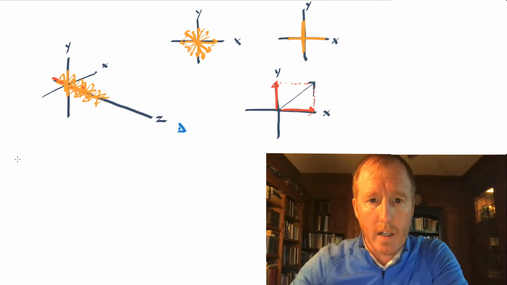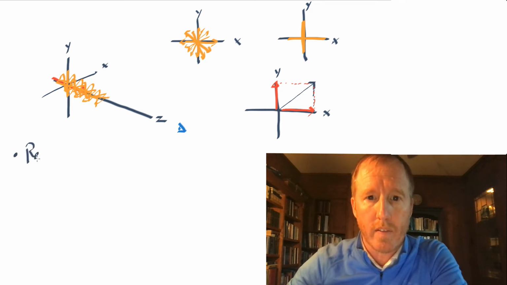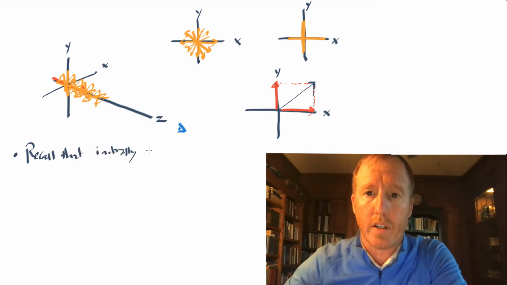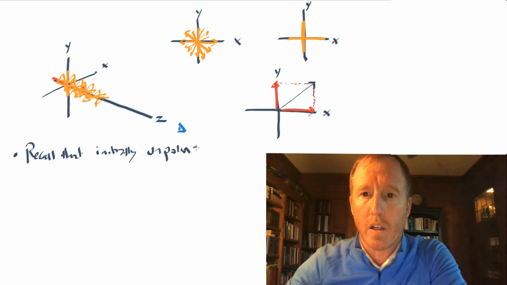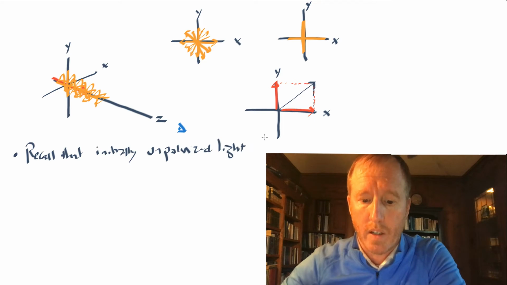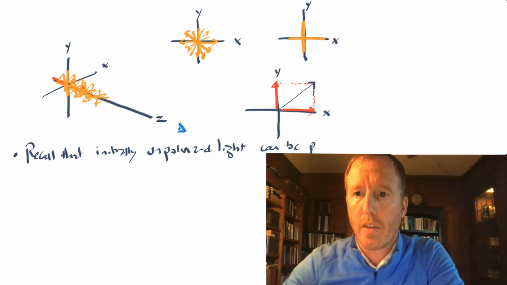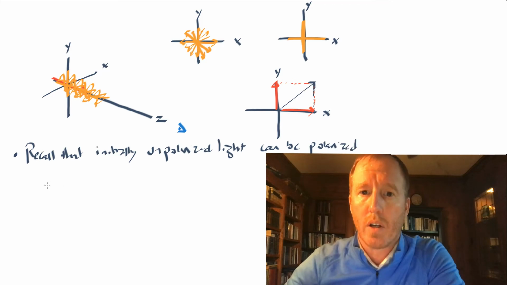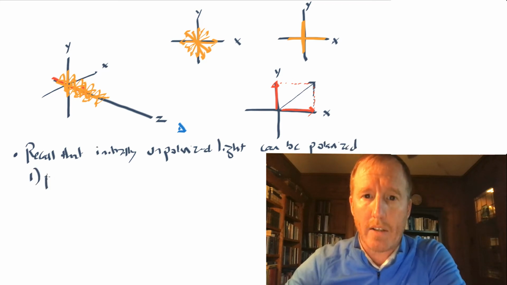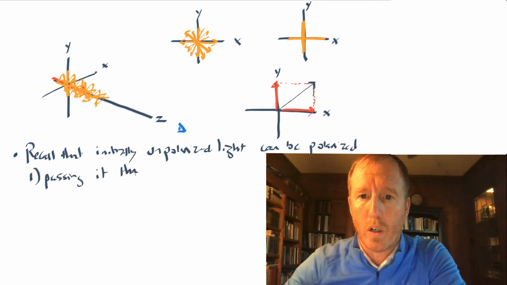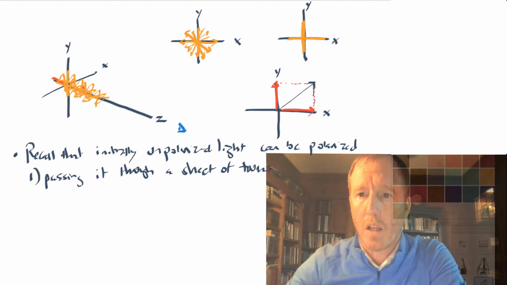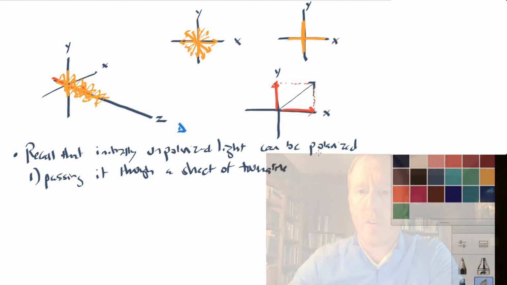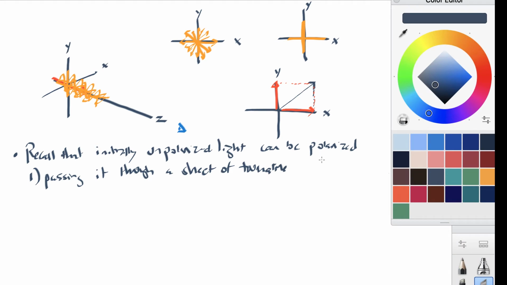Now, let's recall here. Recall that initially unpolarized light, like coming from the sun, can be polarized, and there are a few ways that we talked about. The first way that we talked about is by passing the unpolarized light through a sheet of tourmaline crystal. And what that does, the tourmaline acts as a filter that only allows one direction of polarization through.